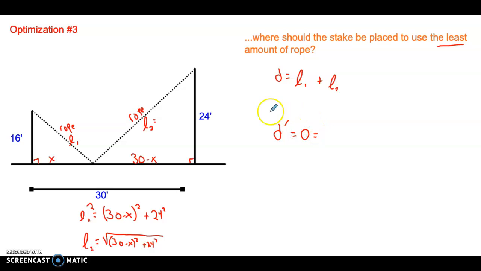Find your critical numbers. Your endpoints, well, your endpoints, technically there could be a lot. The endpoints are kind of weird in this situation. Technically, you could tie this rope all the way down here, but then you wouldn't have anything to tie it to there. So the endpoints aren't really going to be a good answer, but your critical numbers are.